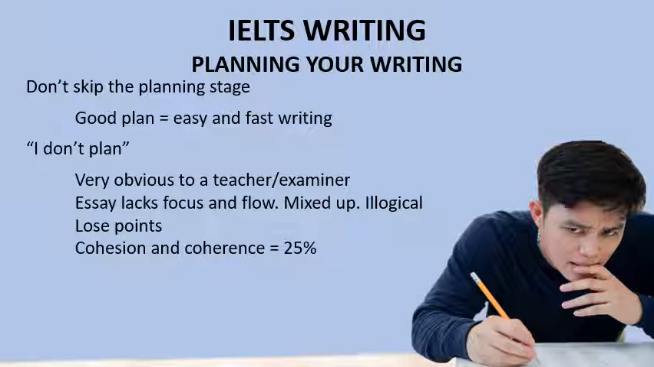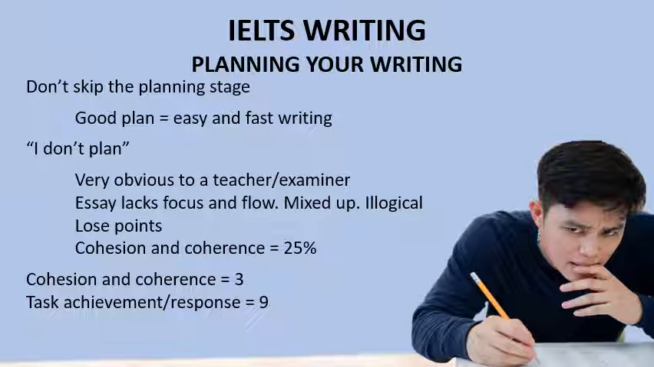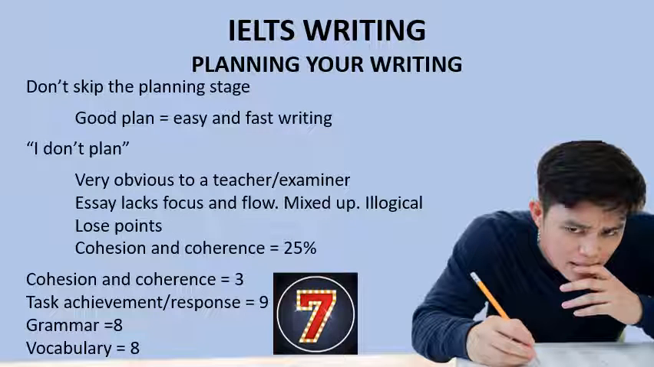Cohesion and coherence is worth 25% of the writing grade. Cohesion and coherence is all about the focus and flow of your essay. So if you don't plan and you only score 3 points for cohesion and coherence, then for the task achievement or task response you must get 9, and for grammar 8, and for vocabulary 8, if you are going to achieve a 7.